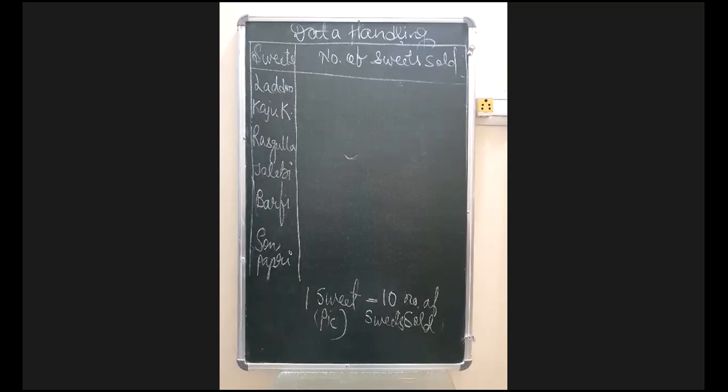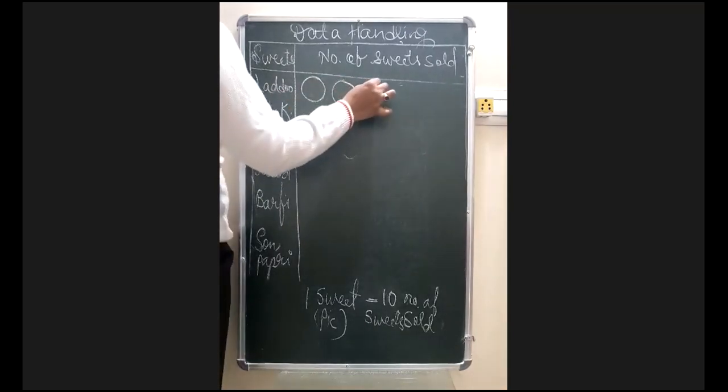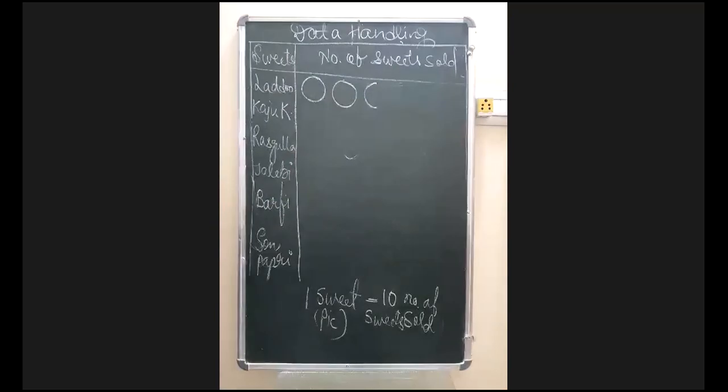First of all, I told you laddu was 25. So here we are taking 1, as laddu is round, so we will represent it in the form of a circle only. So one laddu represents 10, then 20, and then half, that is 25. So a total of 25 laddus were sold.